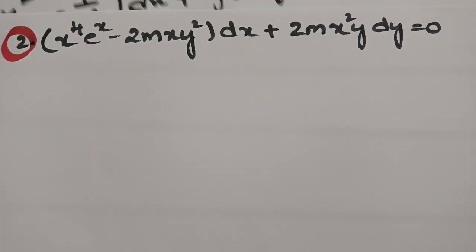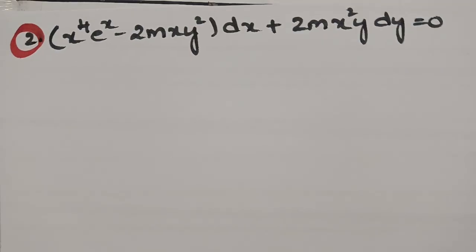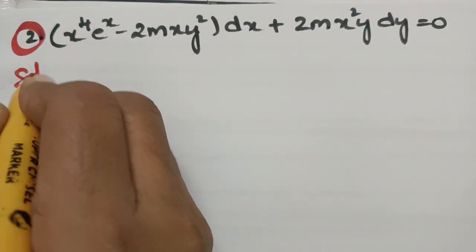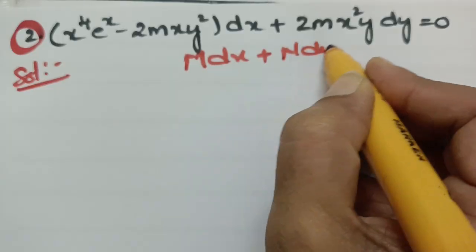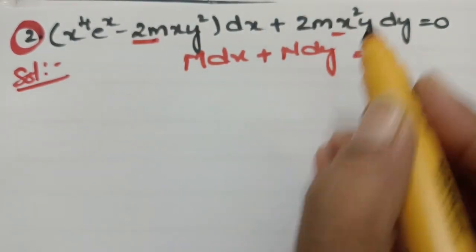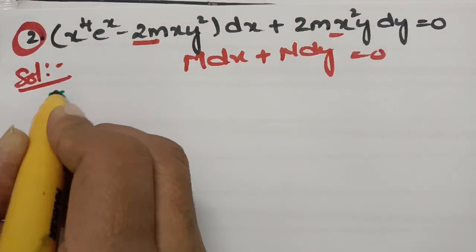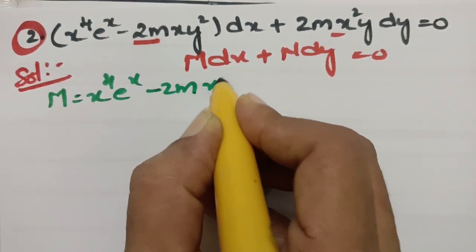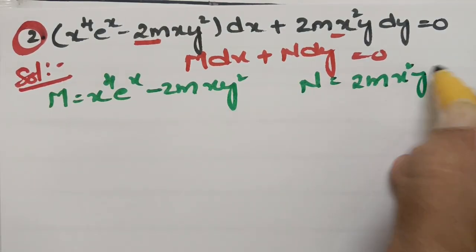So here it is, the second question is x power 4 into e power x minus 2mxy square dx plus 2mx square y dy is equal to 0. So exactly this question, as you go with the solution, this question is in the form of M dx plus N dy is equal to 0. So this value is M and this value is N. I'll take M first of all. What is M value? M is nothing but x power 4 into e power x minus 2mxy square. What is our N value? That is 2mx square y.